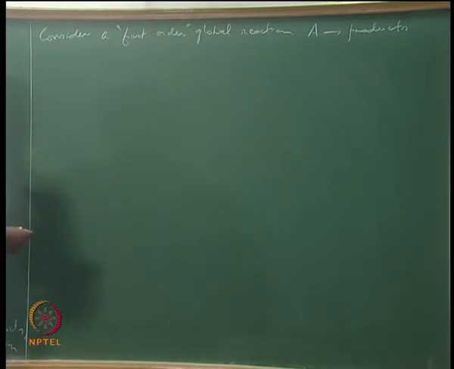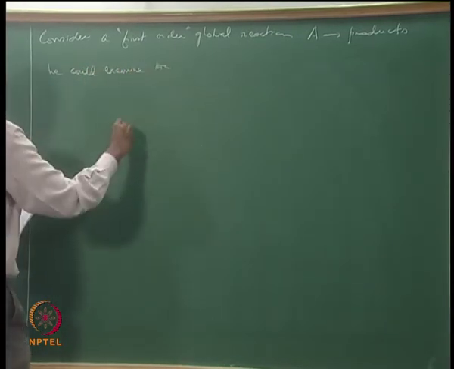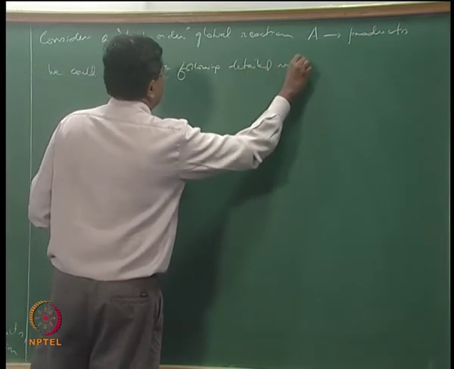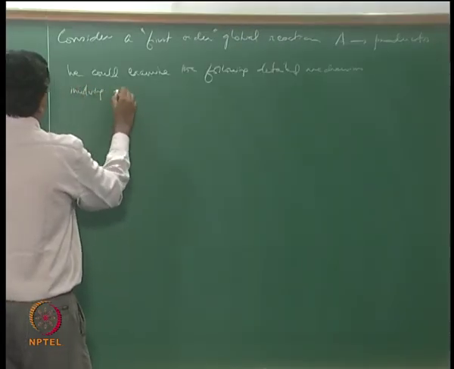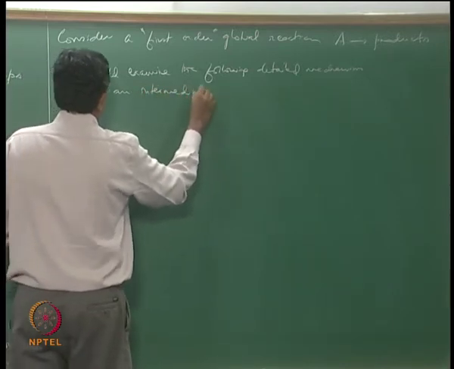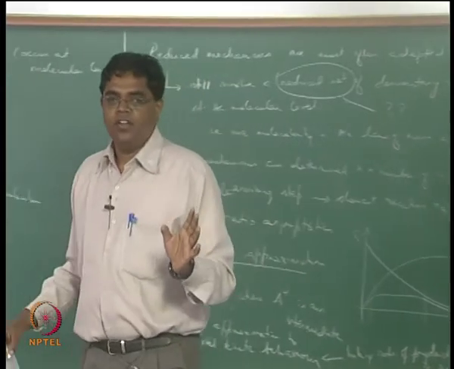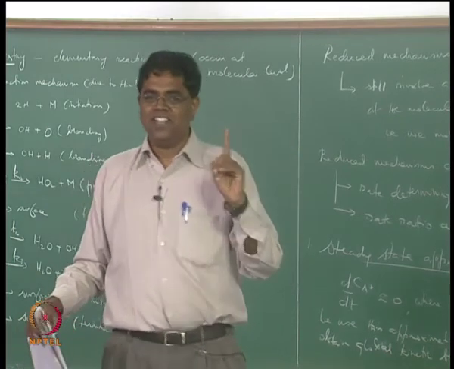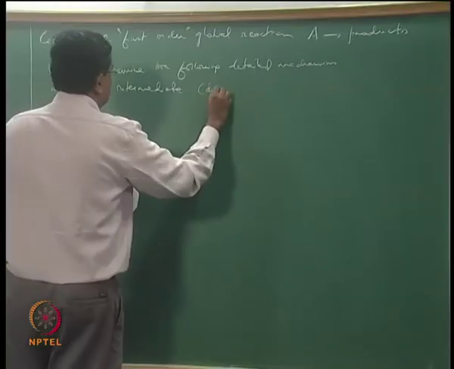Now we could examine the following detailed mechanism involving an intermediate. Whenever you want to propose a theory, the quickest way to publish is to make your number of variables as few as possible. So just keep it to one. If you're looking at the role of intermediates, just keep one intermediate with you. Don't get into the soup bowl of intermediates. This is due to Lindemann.